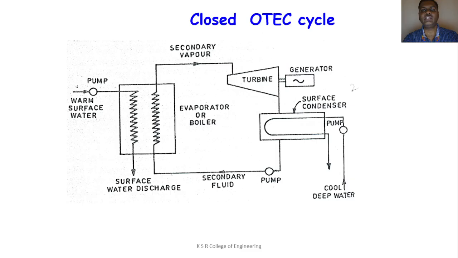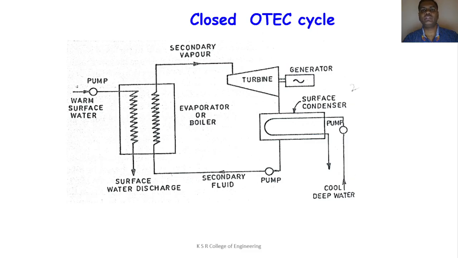After that the pressure is reduced. Again the vapor is converted into liquid by using the surface condenser. Here, in the surface condenser, deep cool water is taken from the sea to convert it back to the original state of the secondary fluid. This is a continuous process, so we call it the closed ocean thermal energy conversion system.